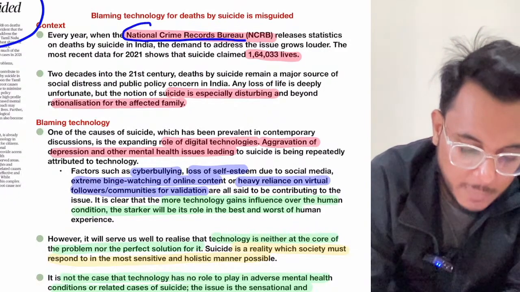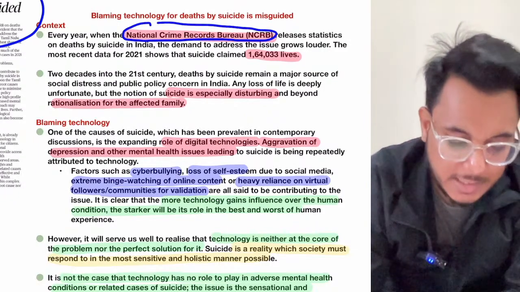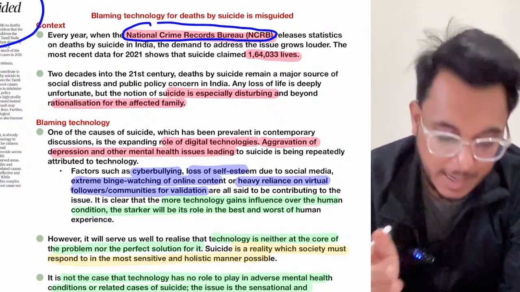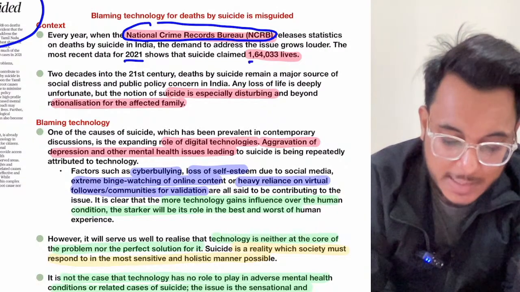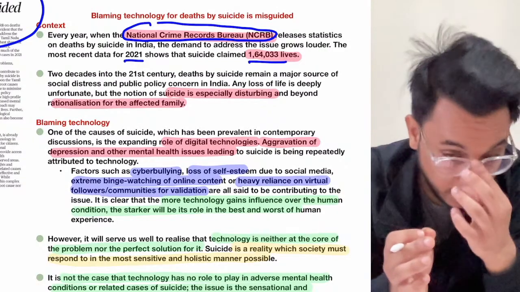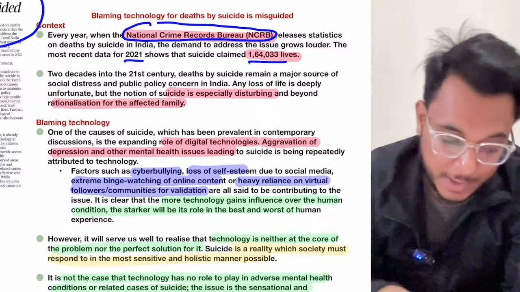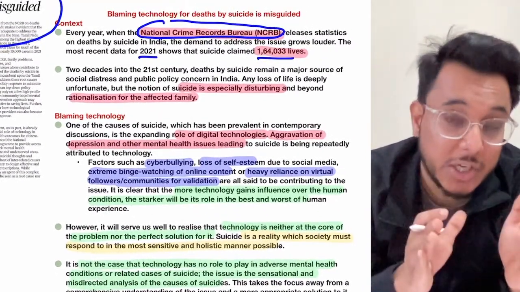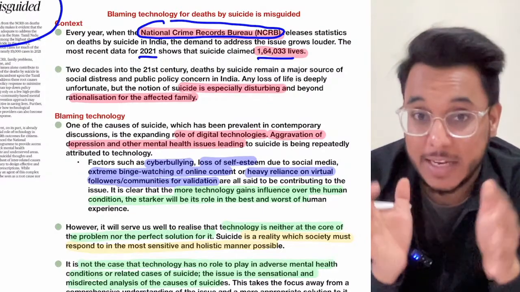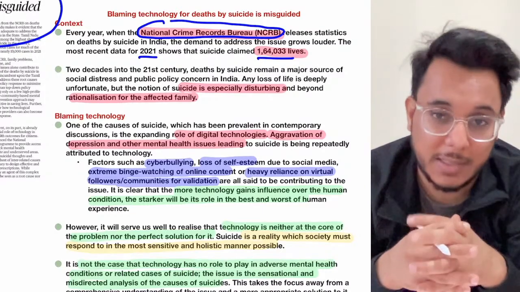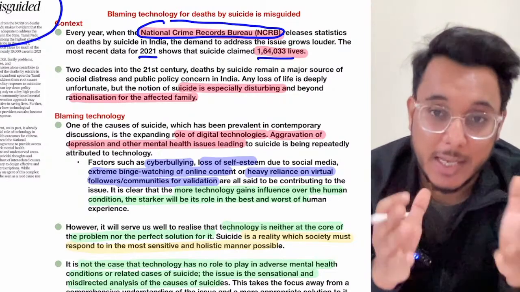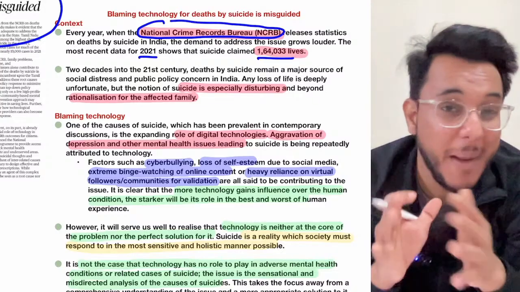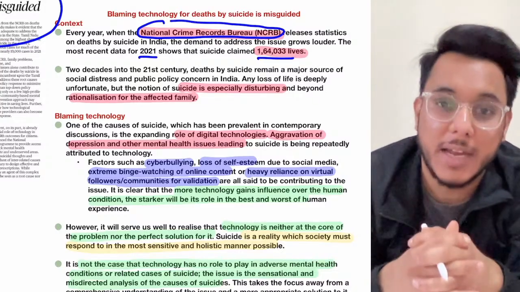The National Crime Records Bureau has released its report, and as per the report, in 2021 more than 1,64,000 lives were lost because of suicide. Suicide is a very disturbing event that any family might face. The horrific memories of the suicide impact every member of that particular family.